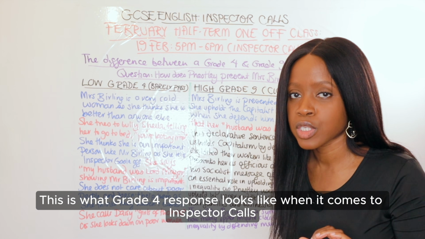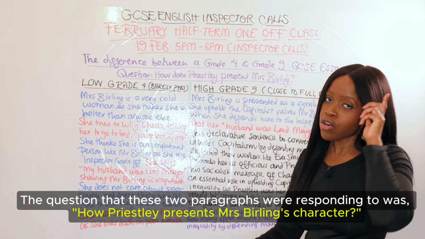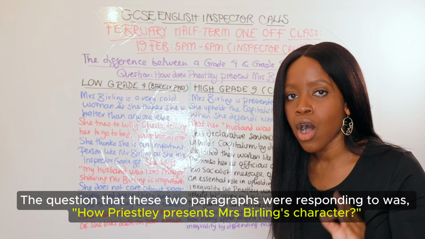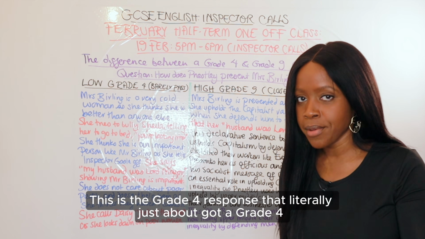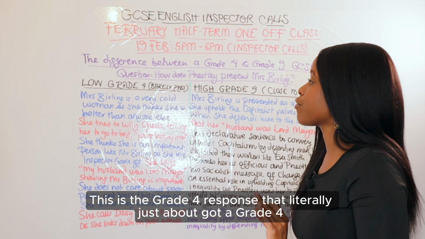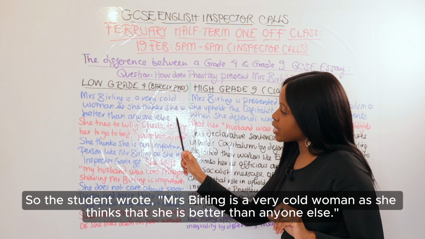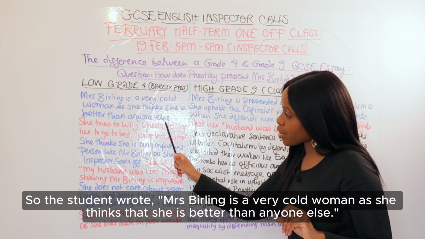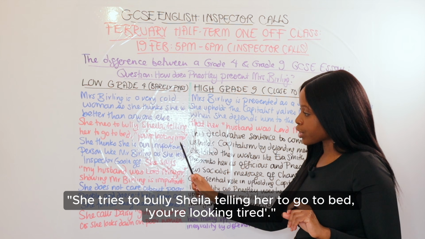This is what a grade 4 response looks like when it comes to An Inspector Calls. The question that these two paragraphs were responding to was how Priestley presents Mrs. Birling's character, okay? So this is the grade 4 response that literally just about got a grade 4, okay? So the student wrote, Mrs. Birling is a very cold woman as she thinks that she is better than anyone else. She tries to bully Sheila, telling her to go to bed, you're looking tired.